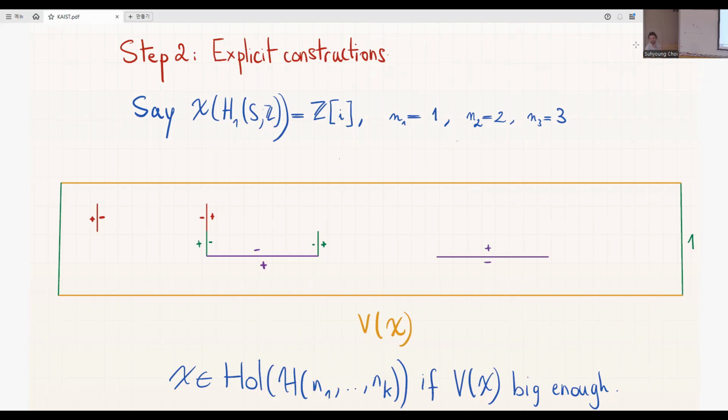And by the first step, I knew that I needed to do it for only one surface to know that it's always possible. But maybe you can wonder where I see the condition of my theorem on this picture. The condition of the theorem is that to be able to do this construction, I needed my first rectangle to be big enough. So I can say that chi is a holonomy if V of chi is big enough to put this sort of pattern in my rectangle.